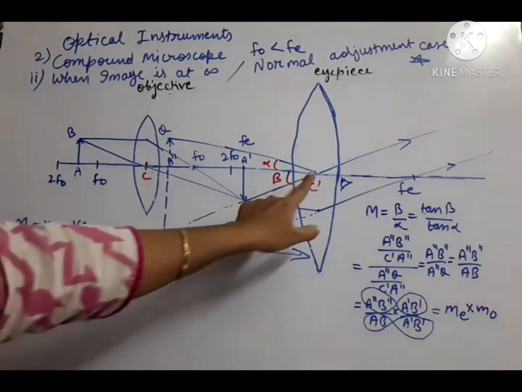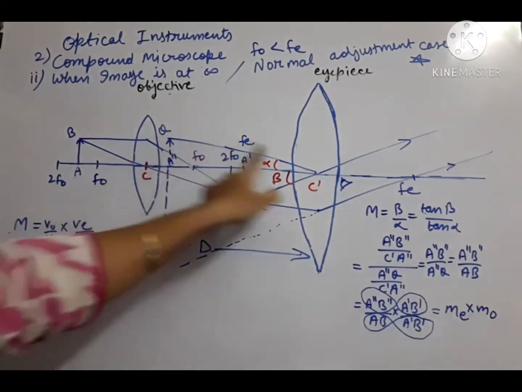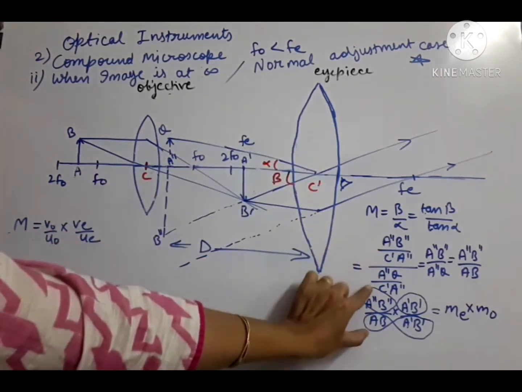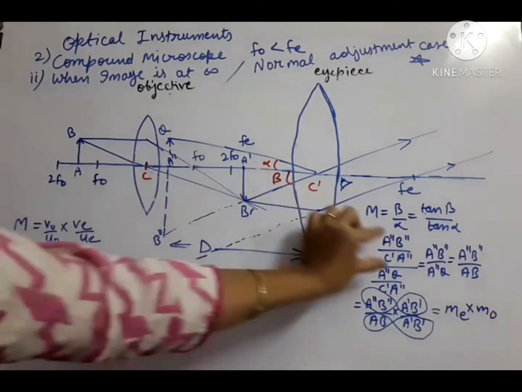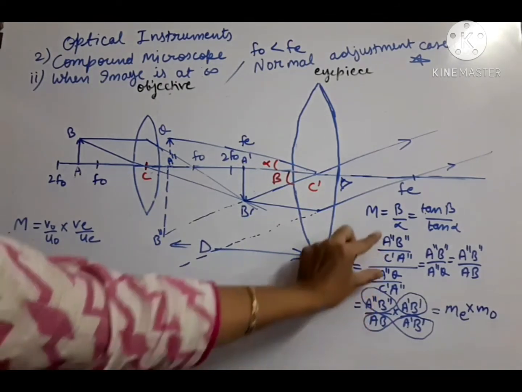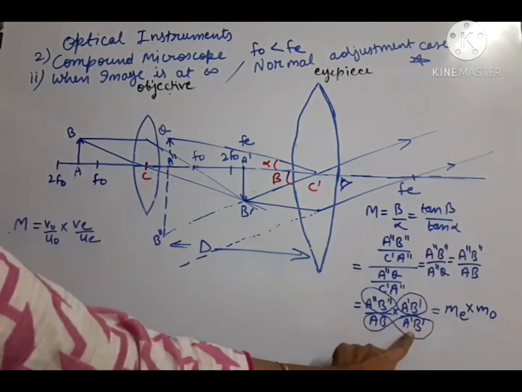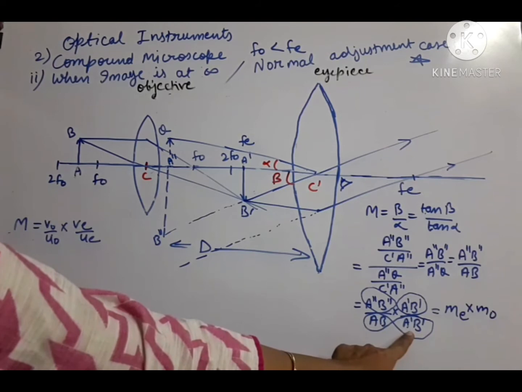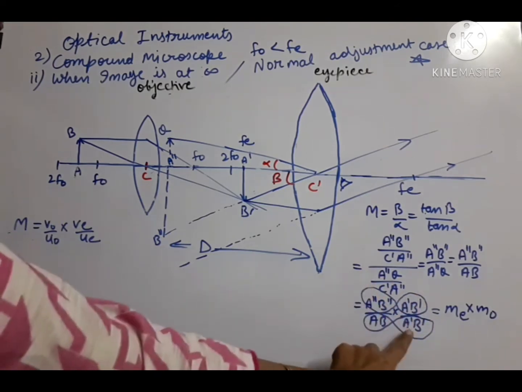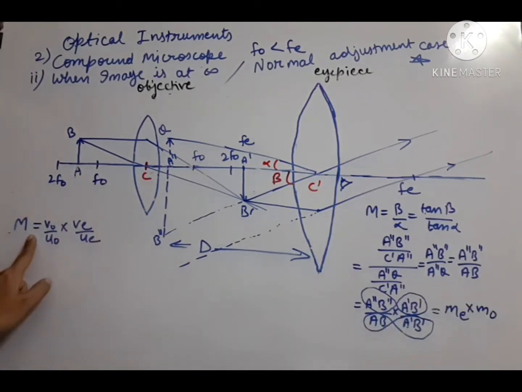Now again in the same manner we will calculate tan alpha from the upper triangle and tan beta from this triangle. See, it is the same calculation. Perpendicular upon base, and again tan alpha, perpendicular upon base. Bases are the same, so they cancel, and only perpendiculars are left. Then A double dash Q is equal to AB. Then A dash B dash, we will multiply both the sides and group them. So this is the image upon object of the eyepiece, and this is the image upon object of the objective lens. Finally we will reach this point: ME means VE upon UE, MO means VO upon UO.